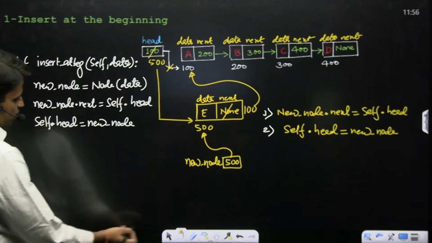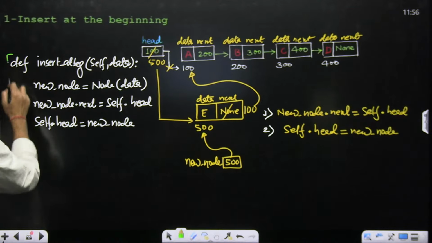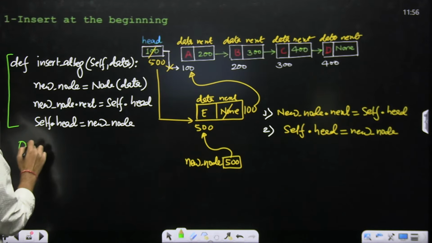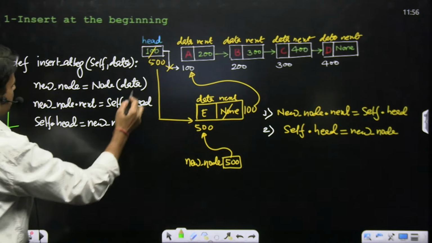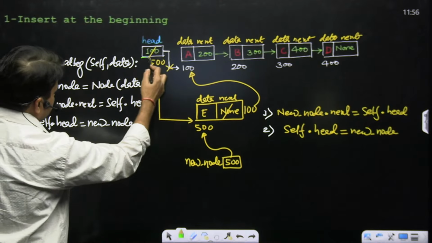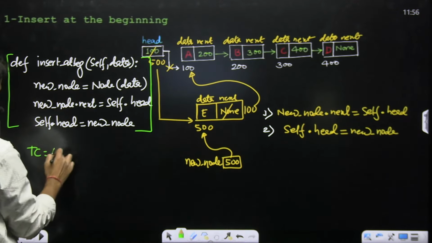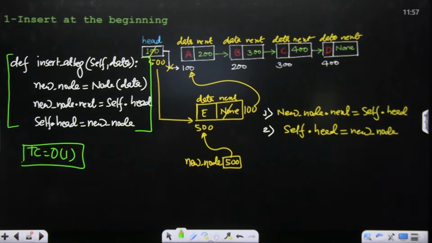What is the time complexity of this function? Is there any loop here? No. There is no loop, only a few constant operations. So the time complexity is constant, O(1). In this way, you can insert at the beginning.